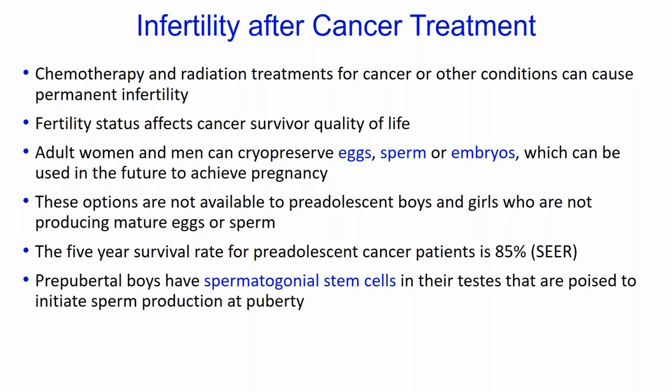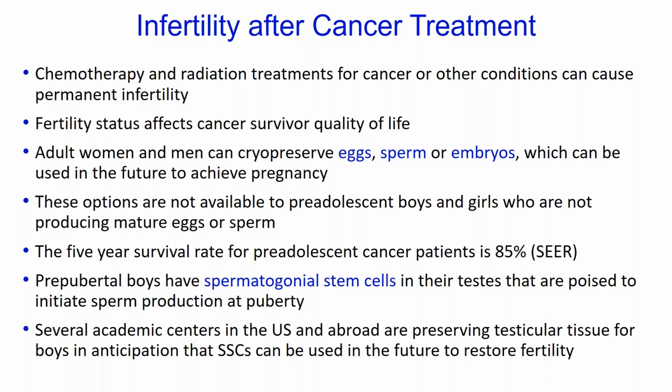Well, in the case of the prepubertal boys, even though they're not making sperm, we do know that they contain those critical spermatogonial stem cells in their testes that are poised to begin producing sperm at puberty. And now there are several academic centers, both in the US and abroad, that are actively preserving testicular tissues for boys, also ovarian tissues for girls, because we anticipate that we'll have new reproductive technologies available for those patients in the future.